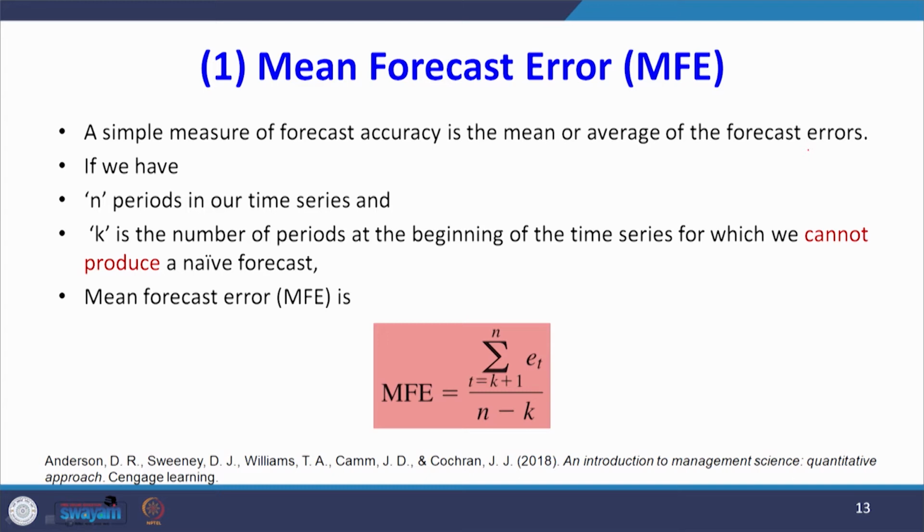So, the mean forecast error, MFE, is the sum from t equals k plus 1, where the value of k equals 1, because for the first data point we do not have the value. So, we have to start from the second week to the 12th week, and add all the errors divided by n minus k. So, we have to divide by 11. That will be the mean forecast error.